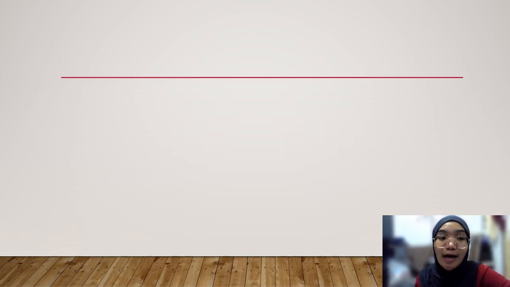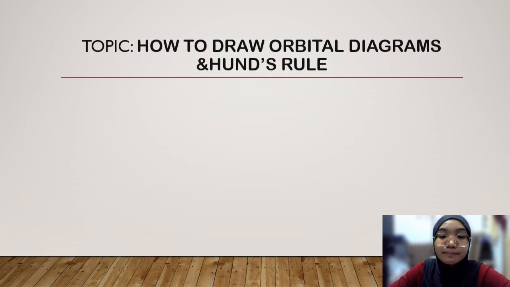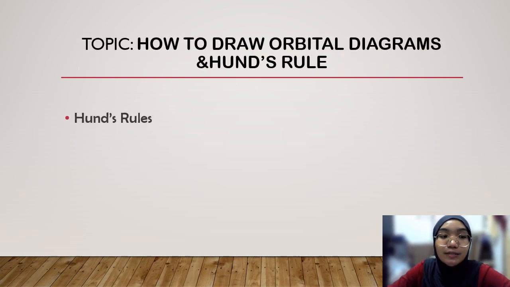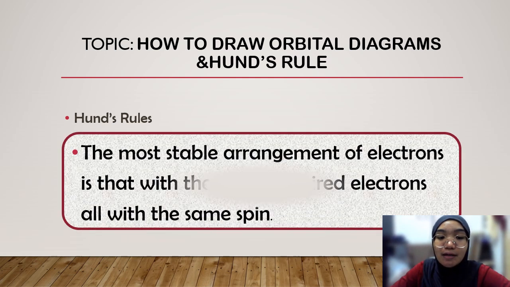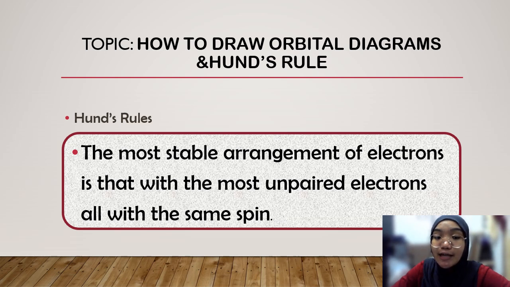In this video, I'm going to talk about orbital diagrams, how to draw them, and how to place the electron within each orbital. So, the important thing we must know is Hund's rule. Hund's rule: the most stable arrangement of electrons is that with the most unpaired electrons, all with the same spin.